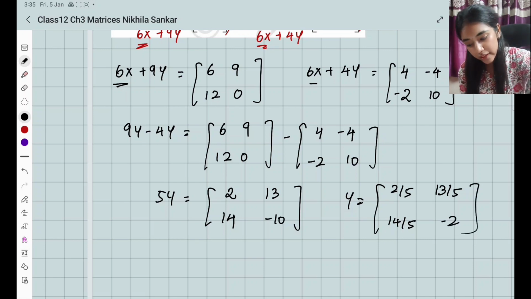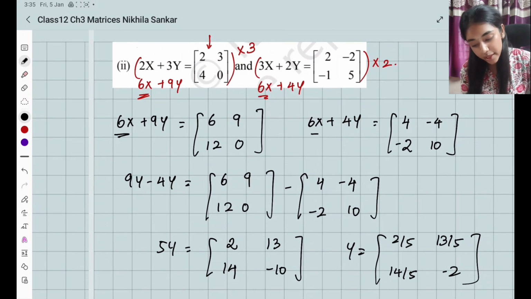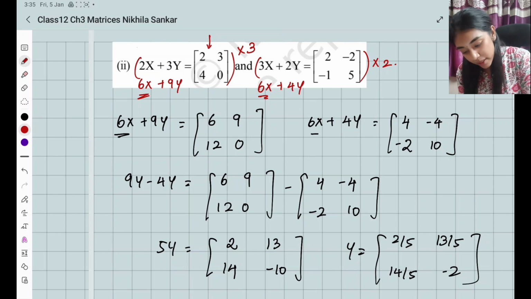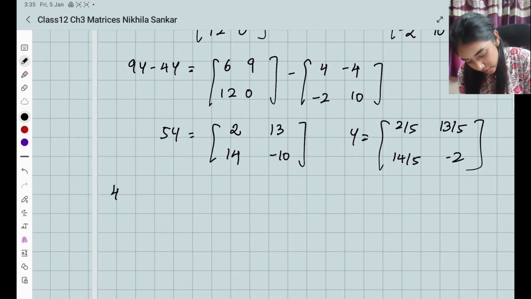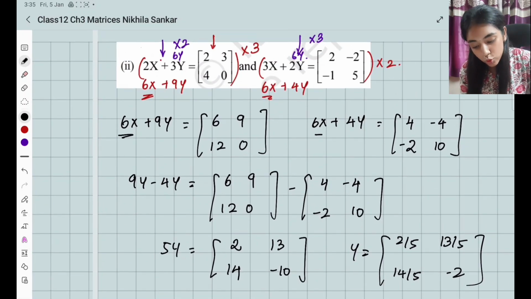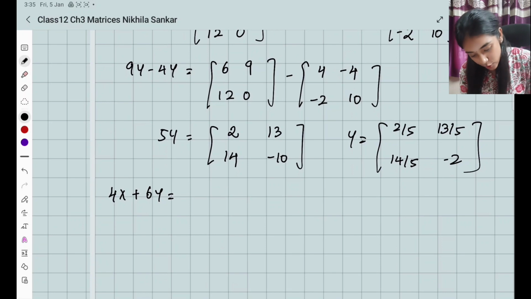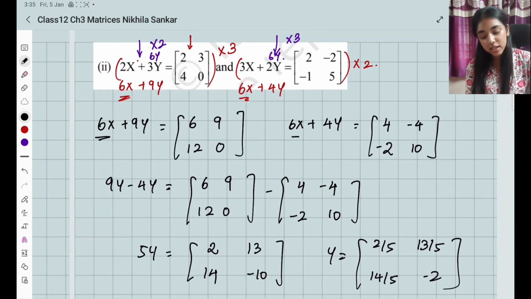Similarly, I have to find the x value. To find the x value, I am going to multiply the equations differently. I am going to multiply the first equation by 2 and the second equation by 3, so the y terms become 6y. I am going to multiply the first equation by 2. So, I have 4x plus 6y equals, on the right hand side also multiplied by 2: 4, 6, 8, 0.